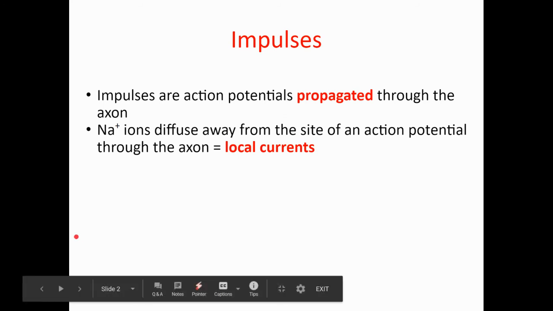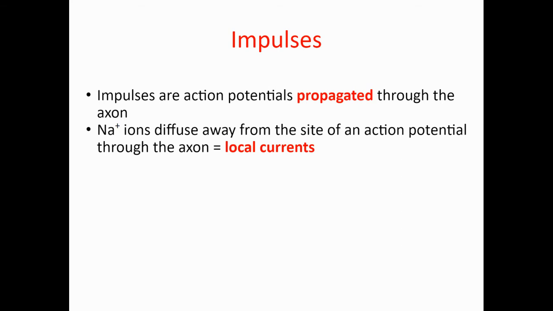Now, what's actually moving along the axon is sodium ions that are diffusing away from the site of the action potential. So, if you imagine that the sodium ions diffused through the voltage gated channel proteins into the axoplasm, they're going to be in a very high concentration in the axoplasm, and they're going to start to move from a high concentration to a low concentration, and that's going to be in both directions, so forwards and backwards from where they've gone in.